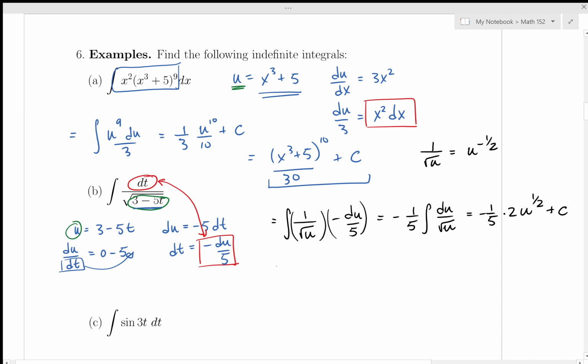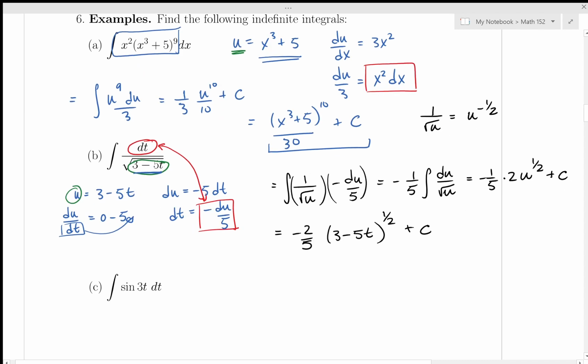Okay, so that means the integral is minus 2/5, and what was u? I'm now back substituting. u was 3 minus 5t. And then I have the 1/2 there, and I have the plus constant there. Okay, again, differentiate and check.